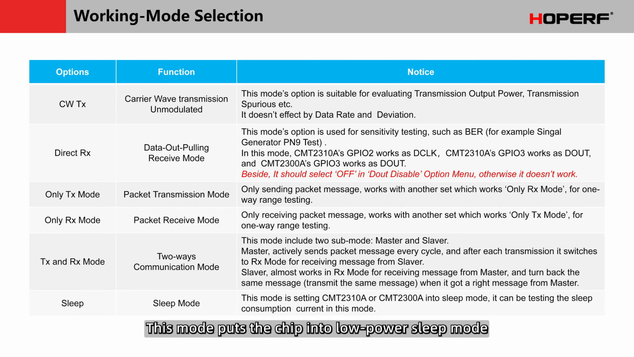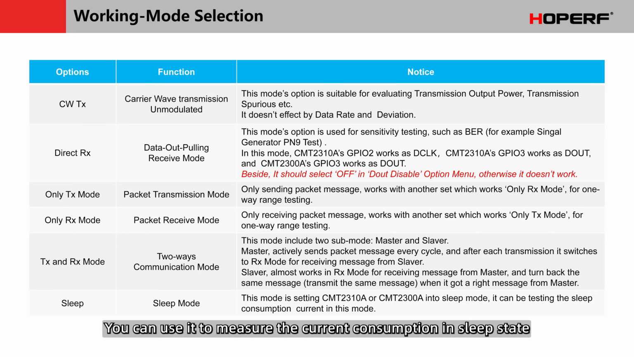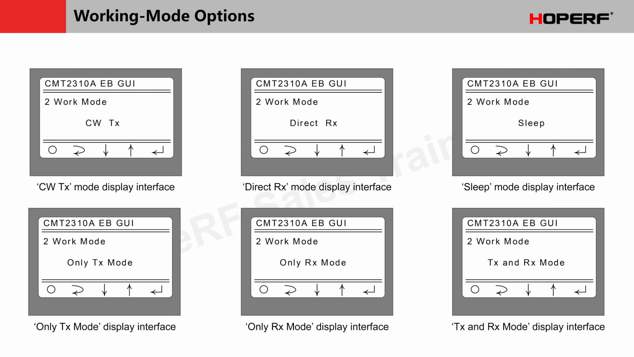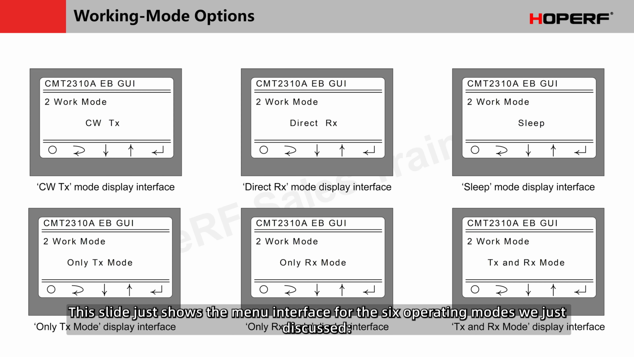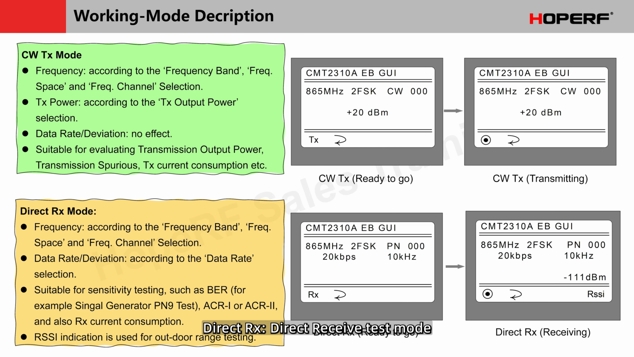Sleep. This mode puts the chip into low-power sleep mode. You can use it to measure the current consumption in sleep state. This slide just shows the menu interface for the 6 operating modes we just discussed. CWTX, Continuous Wave Transmit Test Mode; Direct RX, Direct Receive Test Mode; Sleep Mode; Only TX Mode, Packet Transmit Only Test Mode; Only RX Mode, Packet Receive Only Test Mode; TX and RX Mode, Packet Transmit Receive Test Mode.